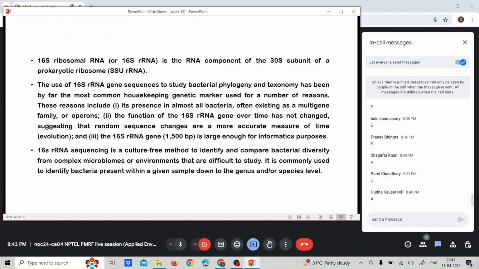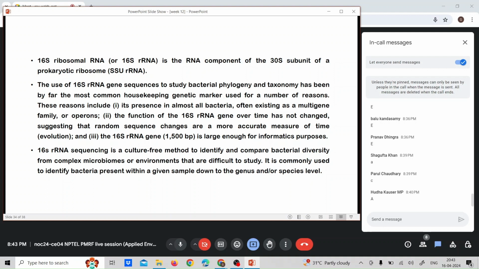So basically, 16S rRNA is a ribosomal RNA. The S here stands for Svedberg units. We have discussed when we were studying about the organelles that were present. This helps in the study of phylogeny and taxonomy because it's the most common housekeeping genetic marker. Another reason we use 16S rRNA is it's present in almost all bacteria, and the function of the 16S rRNA has not changed much over time.